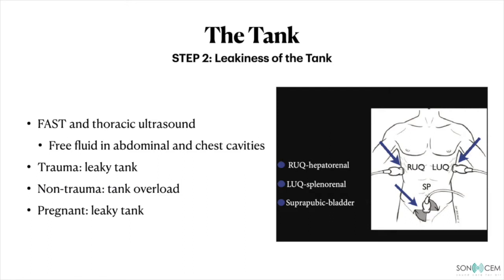After we have determined the volume status, the second step is to assess the leakiness of the tank, especially when the patient is hypovolemic. This involves the assessment of the thoracic and also abdominal cavity for the presence of fluid. A positive fluid in the thoracic or abdominal cavity in a trauma patient in shock is suggestive of hemothorax or intra-abdominal injury respectively. A positive fluid collection in the pleural cavity in a non-trauma patient may indicate heart failure or tank overload. However, a similar finding in a dengue shock patient indicates leakage syndrome and hypovolemia.